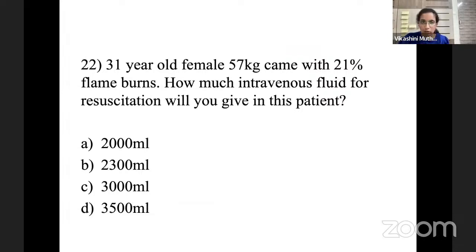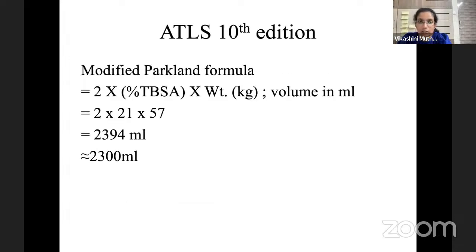Again, here's another calculation-based question. A 31-year-old female with 57 kg came with 21% of flame burns. Now, how much fluid will you give in this patient for resuscitation? Simple, right? You just apply the Parkland formula and get the answer. But the main ideology behind the examiner asking this question is to check whether you are updated with the latest ATLS edition, 10th edition, which gives you the modified Parkland formula.